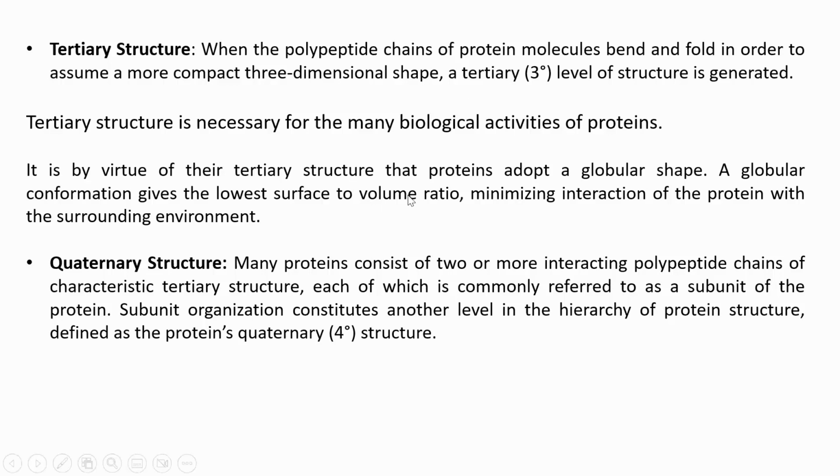What is the advantage of acquiring this globular shape? A globular conformation gives the lowest surface to volume ratio, minimizing the interaction of proteins with their surrounding environment. This globular shape is attained by virtue of the tertiary structure formation. It is important because when a protein acquires a globular conformation, the surface to volume ratio decreases, and this minimizes the interaction of the protein with the surrounding environment.